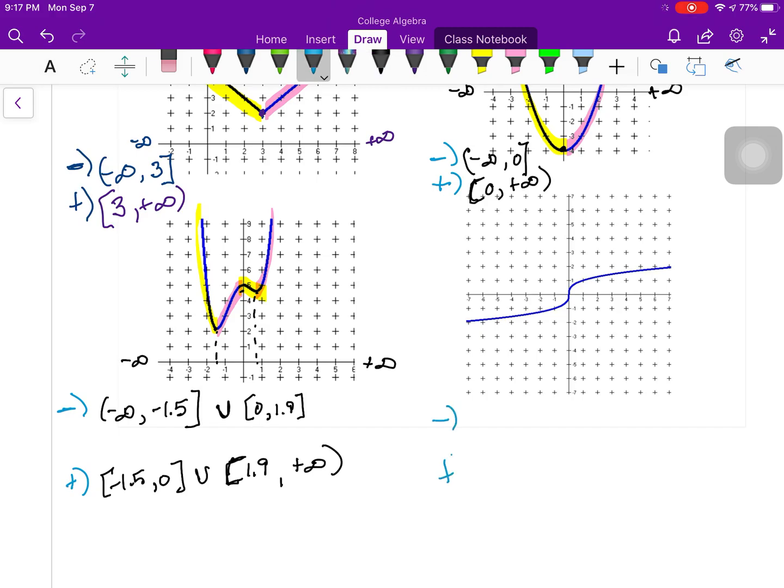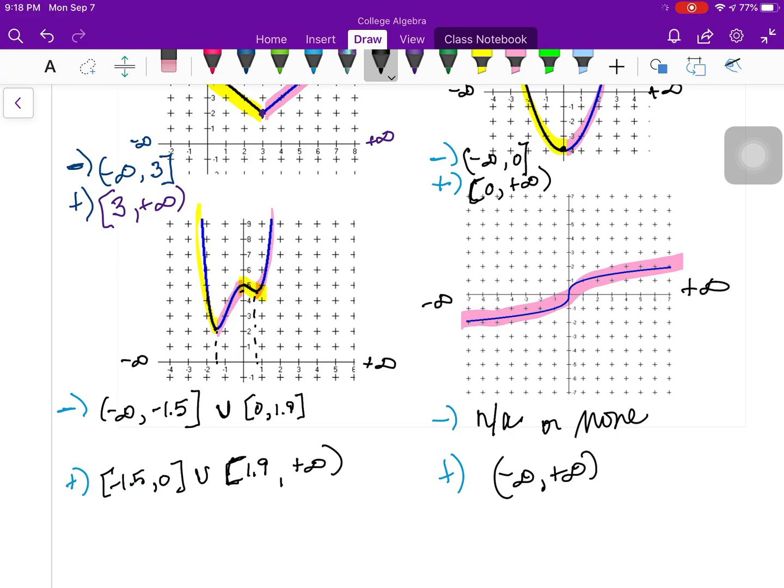And last, where does it increase or decrease? As I go from left to right, this function is only going up. So there is no decrease, so that is not applicable. And make sure you write something down knowing that it is not applicable or none. If you leave it blank, that tells me you don't know. Or if you say there is not a decrease, then I know you know. It is only increasing. So from negative infinity to positive infinity, from left to right, it is completely increasing.